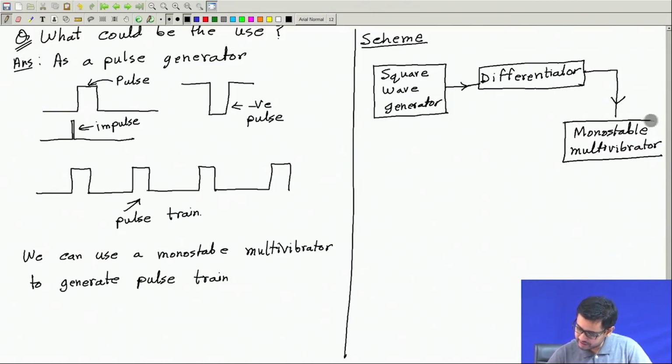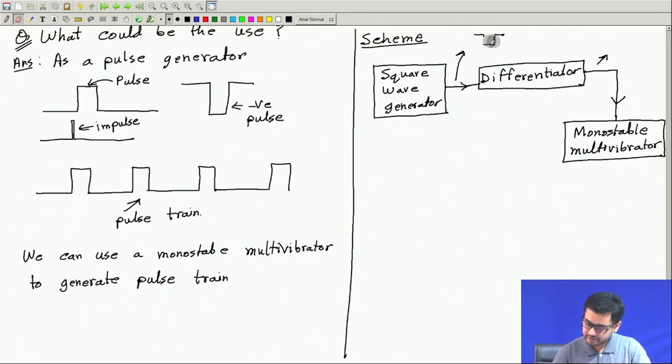So, this will together generate a pulse train. How? The signal at this point, how does it look? It is a square wave. Now, what is the function of a differentiator? As the name suggests, it will just differentiate this function. So, the output here will look like this.